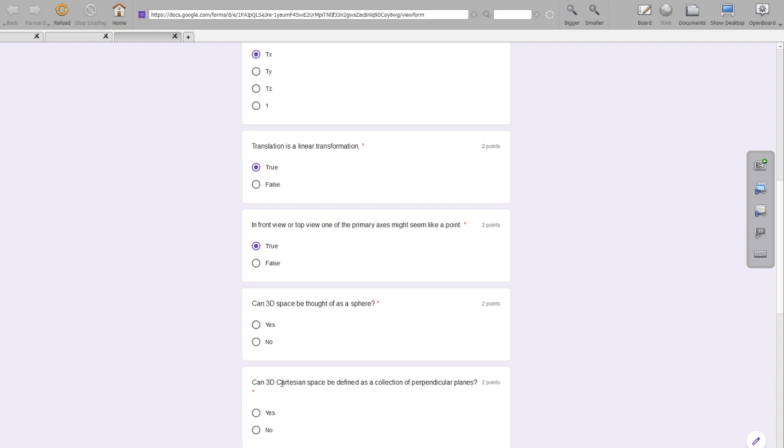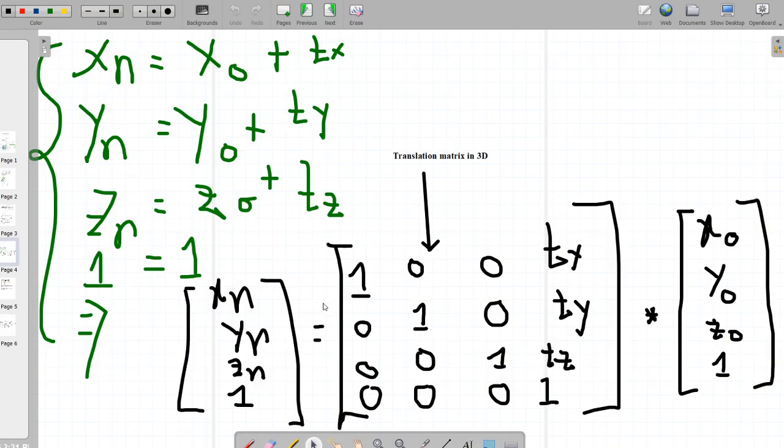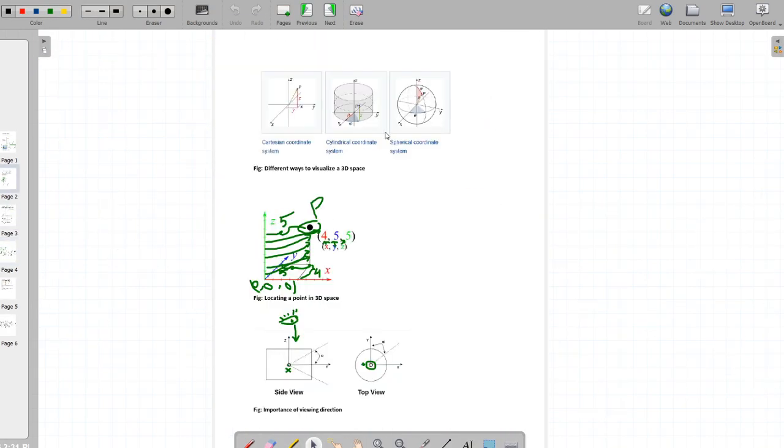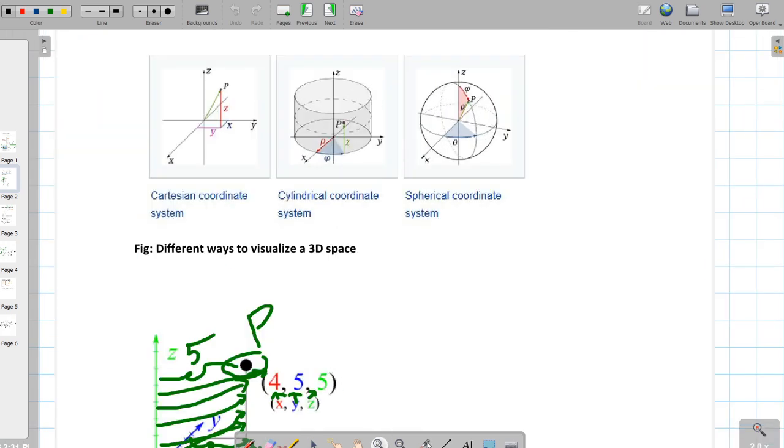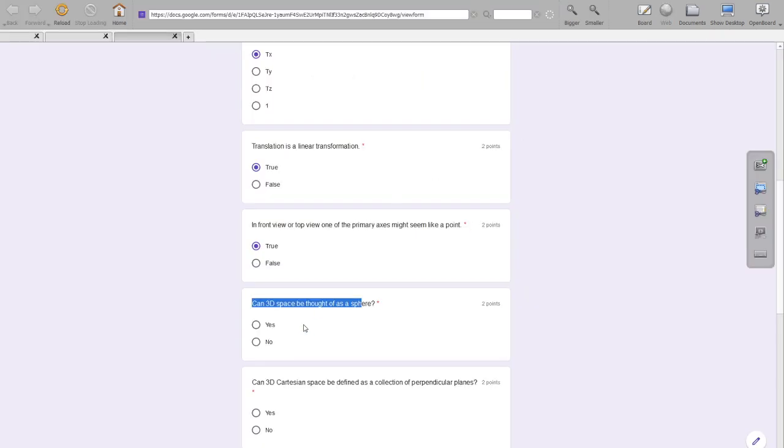Can 3D space be thought of as a sphere? Well, we have already discussed it. There are different coordinate systems which you can use to represent a 3D space, and one of them was the spherical coordinate system. You can see it here. So yes, a 3D space can be thought of as a sphere.